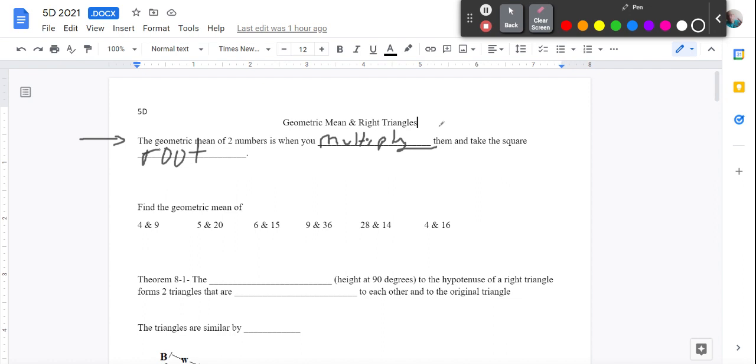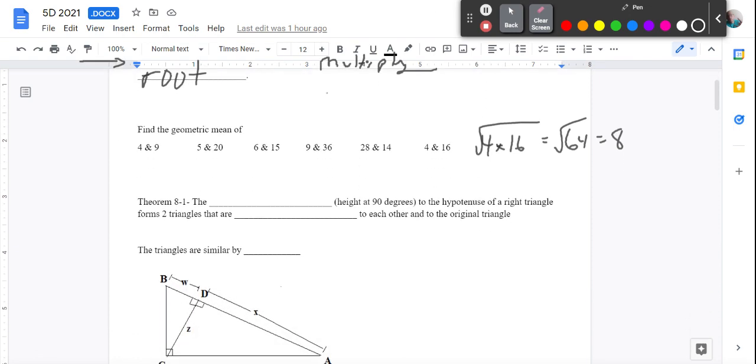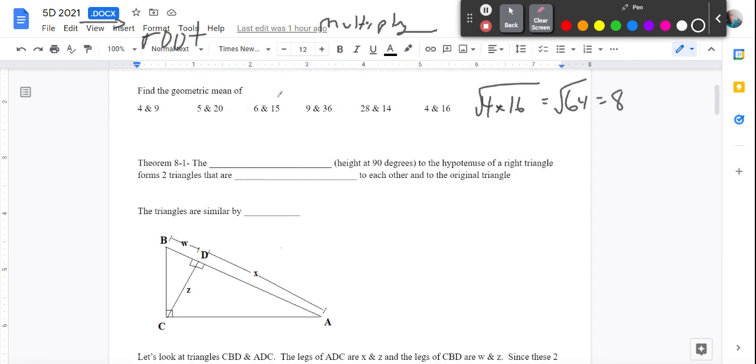Okay, so if I look at this last one here real quick, 4 and 16. The geometric mean of 4 and 16: I'm going to do 4 times 16 and take the square root. 4 times 16 is 64, so the geometric mean of 4 and 16 is 8. Again, you just multiply the two numbers, take the square root, and that's how you get the geometric mean. This is going to go into what we're going to talk about with some of these similar right triangles.